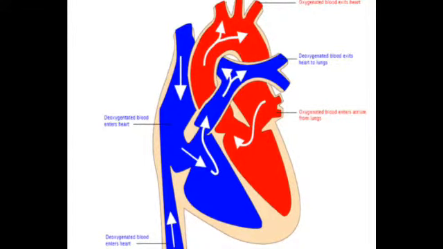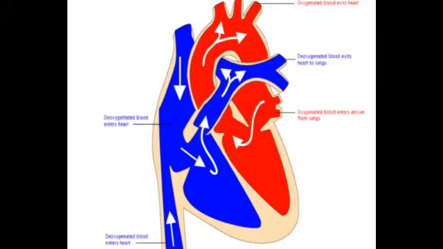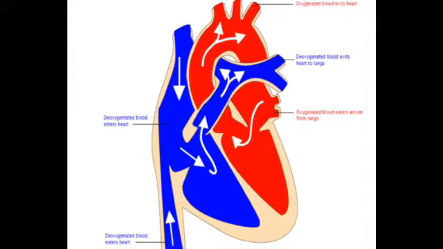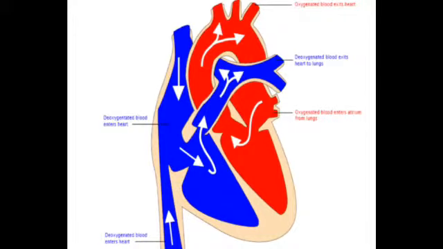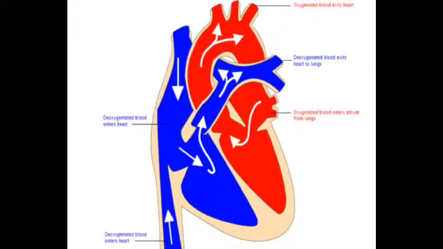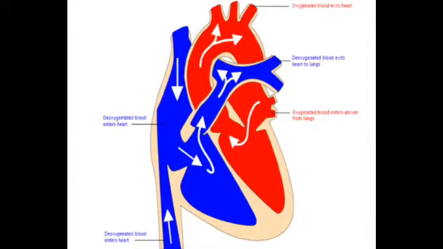Oxygenated blood is brought back from the lungs in the pulmonary vein. The oxygenated blood from the pulmonary vein is received in the left atrium. This blood passes through the mitral valve into the left ventricle. The left ventricle is the largest, most muscular chamber as it's responsible for pumping the oxygenated blood around the whole of the body. The oxygenated blood leaves the heart via the aorta.